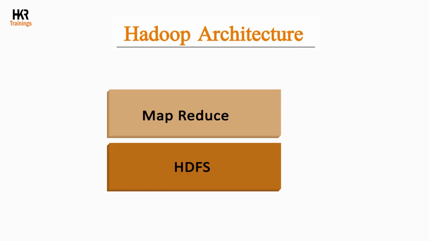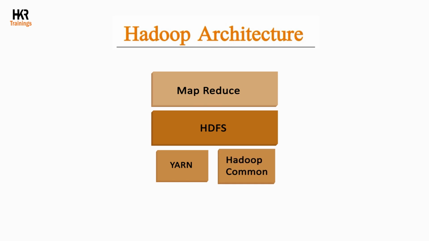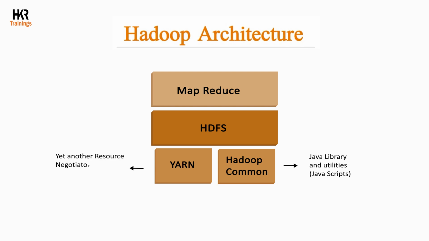Apart from these, there are other two components. Hadoop Common. These include the Java libraries and utilities that are needed by other Hadoop components. Hadoop YARN. Hadoop YARN is a framework that is responsible for scheduling the jobs and cluster resource management.